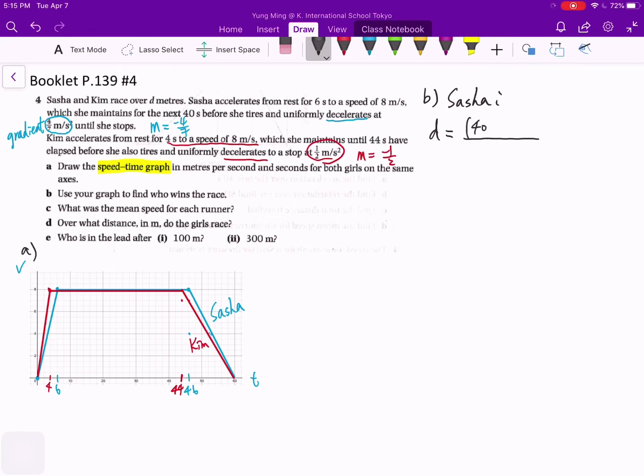Remember from 6 seconds to 46 seconds, so that's 40. The bottom base is 60 seconds. And then if we multiply by 8, that's the height, and divide by 2, that's going to give you the total distance traveled. Right, so this is going to give us 400 meters. So that means by the end of 60 seconds, she would have traveled 400 meters.